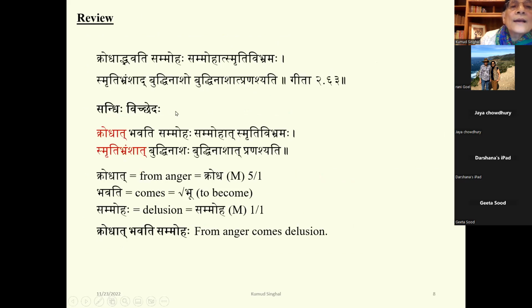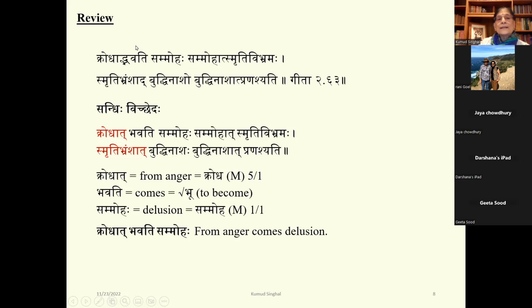Now we are going to do analysis of a very famous verse from Bhagavad Gita. This is verse number 63 from chapter 2. And this illustrates the use of Panchami Vibhaktihi, where the preposition is from. Krodhat bhavati sammoha, sammohat smriti vibhramaha, smriti bhramshat buddhinashaha, buddhinashat pranashyati. So let's do this sandhi vichedha.